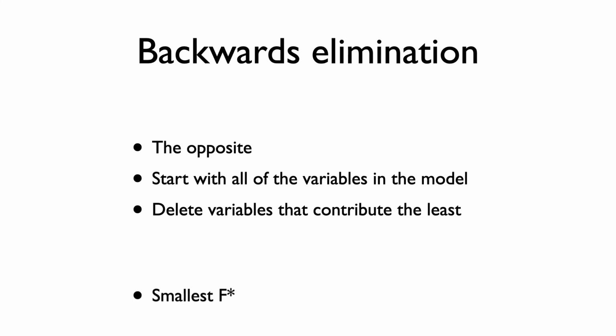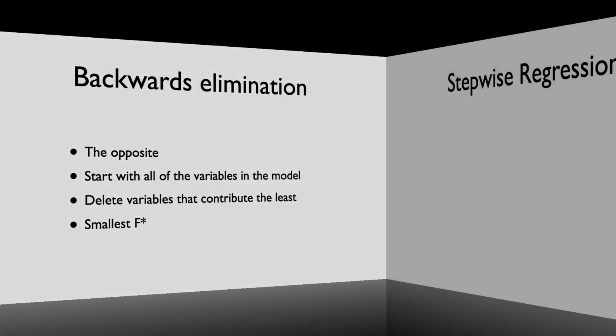And it just keeps going. In other words, the smallest F star. And it just keeps going until it hits some threshold, until it's like, oh no, you took that out, that's too much. And it stops. Okay. Now, what if we could combine the two into something?